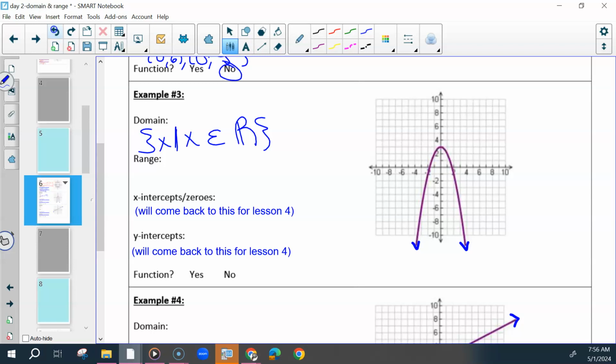It doesn't have to be perfect, but just make it look like that to the best of your ability. In interval notation, we know it would be negative infinity to infinity. But we would say that's all real numbers. Range, we're looking lowest to highest. What's the lowest value? Negative infinity. I'm going to do the interval notation first.